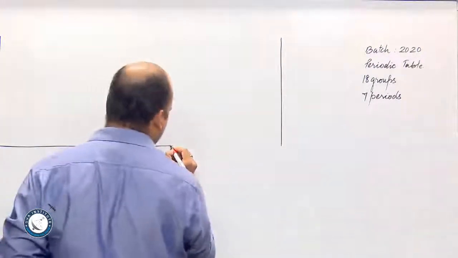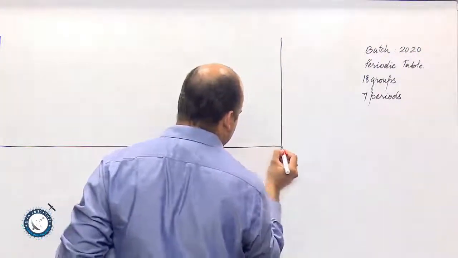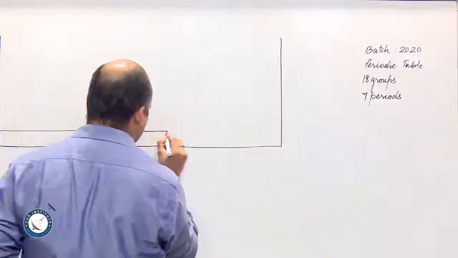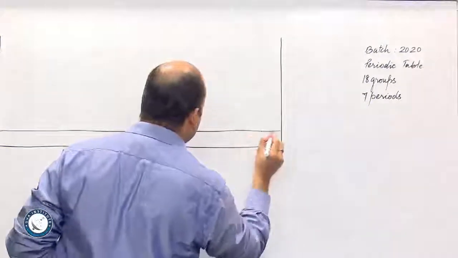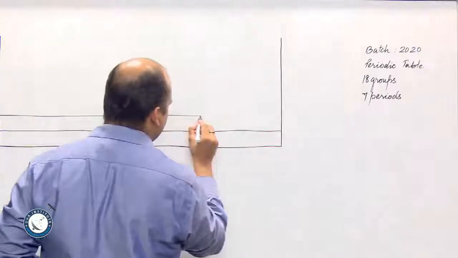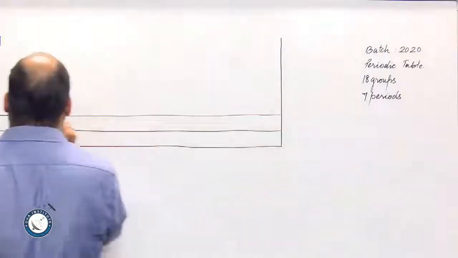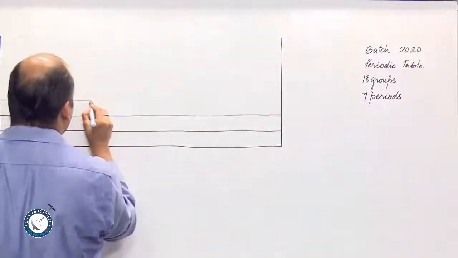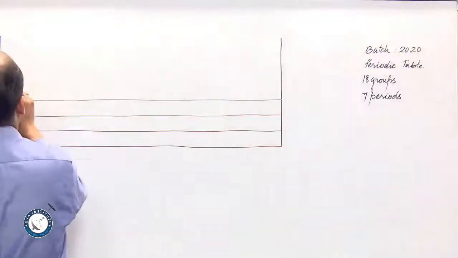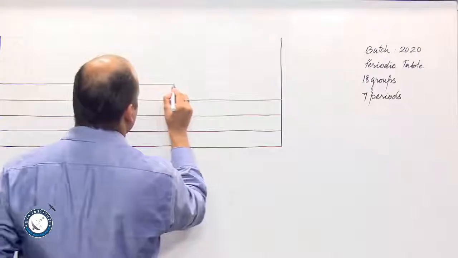So I am making a periodic table over here, and you will be surprised to find out that we will get exactly how the periodic table looks, by utilizing the concept of electronic configuration.